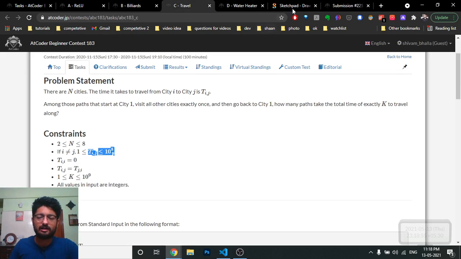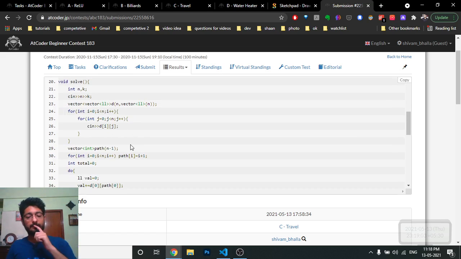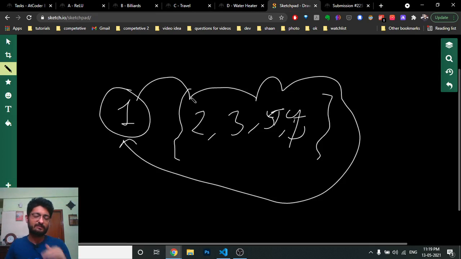Okay, so just make it long to be on the safe side. So that's what I've made. Then take the input of all the distances. Then these are the different paths. Because my path means the different cities, and there are n cities, but we don't want to take 1 in the permutation, because 1 is kept aside. We have to first start from 1 only, and then just permute the rest of the cities.